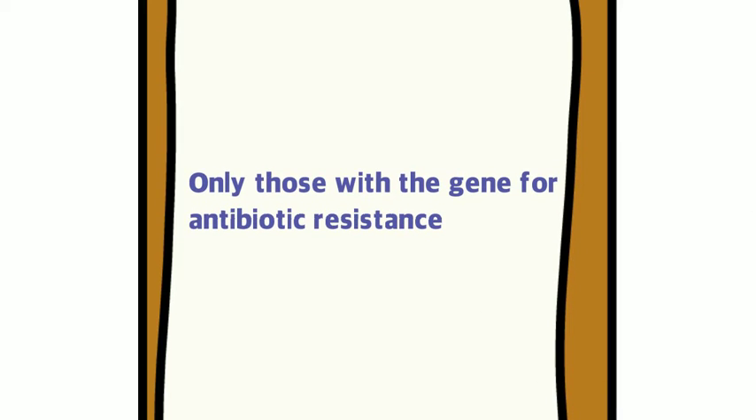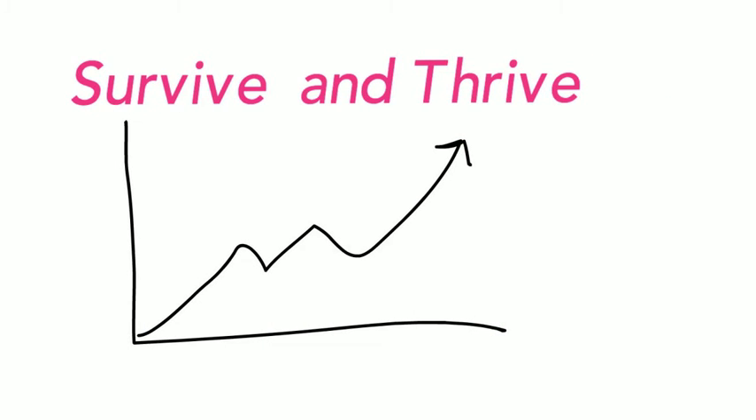In the presence of antibiotics, only those bacteria with the gene for antibiotic resistance will survive and thrive, increasing in their numbers. This is natural selection, that theory put forward by Darwin and Wallace.